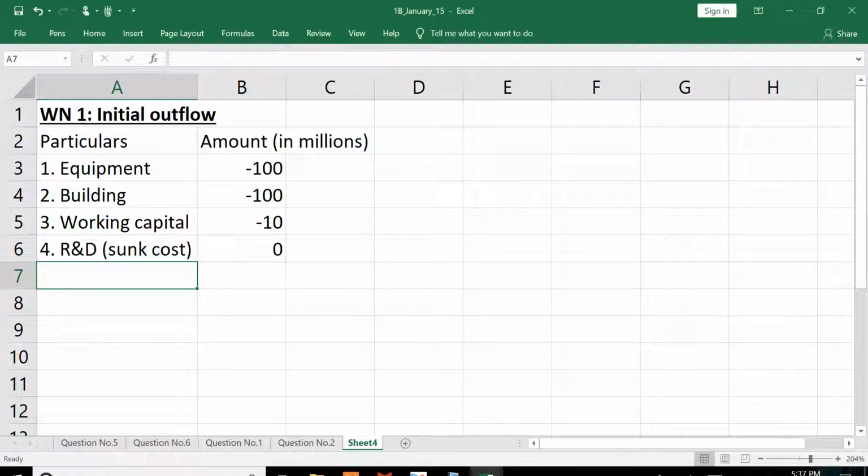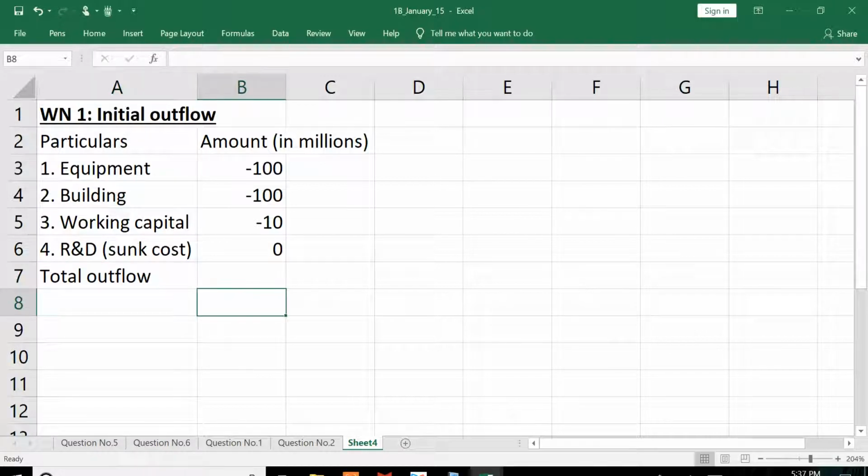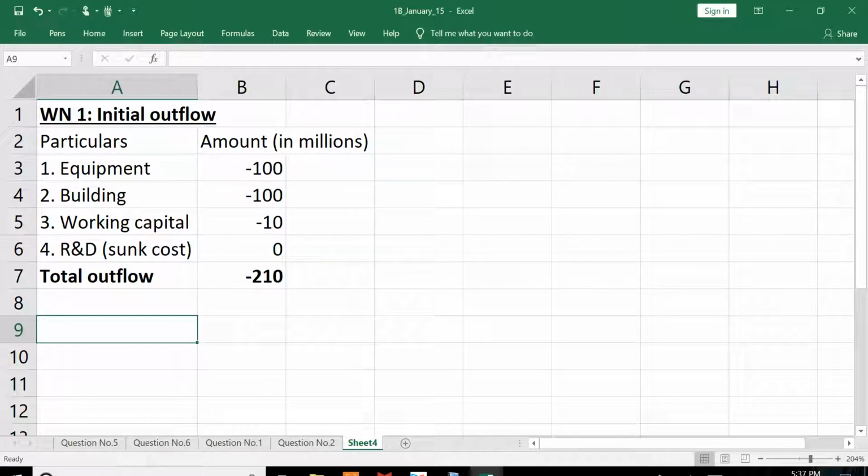This is my initial outflow. So, total outflow, I have an outflow of 210 million. Initial outflow is 210 million.